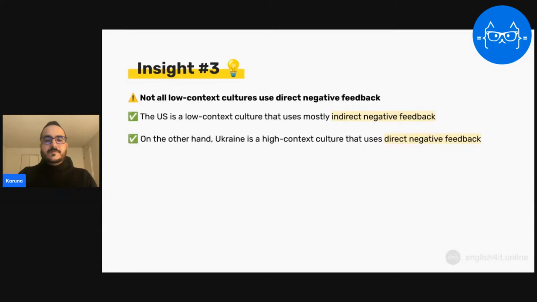And so, how do you give feedback? Well, before we get into that, there are cultures that can be low context and indirect with their feedback. For example, the US can be seen as generally a low context culture where facts and information is delivered in a more direct way, but feedback tends to be more indirect, tends to be a bit more sugarcoating involved, right? Ukraine, on the other hand, high context culture, but direct negative feedback is more common, right?